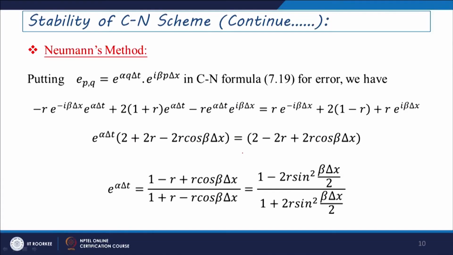If you go for Von Neumann's method here, which we have already discussed, we have to consider the error coefficients in the form of e to the power alpha q del t into e to the power I beta p delta x. And if you put this in the error formulation, since our coefficients are taking the form of minus r.